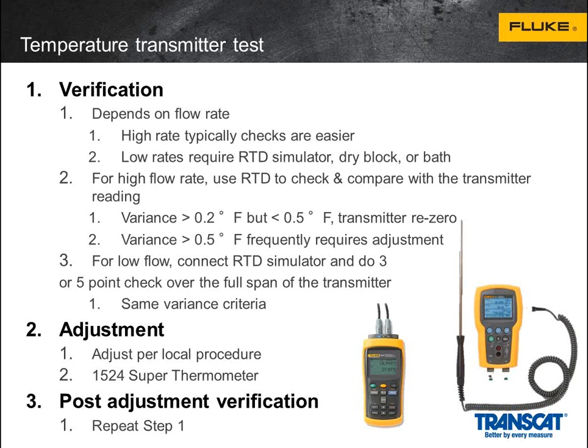Under low flow conditions, you'll use an RTD simulator, and then you'll do a 3 or a 5-point check, depending on your local procedure, over the full span of the transmitter. The variance criteria don't change though. If you're less than 0.2, you're good. 0.2 to 0.5, you're probably going to re-zero the transmitter. Greater than 0.5, you're probably going to have to make an adjustment. Your adjustment is per the local procedure.